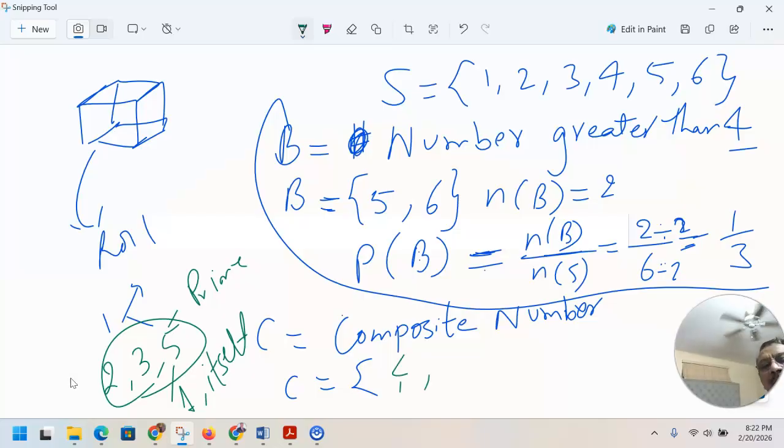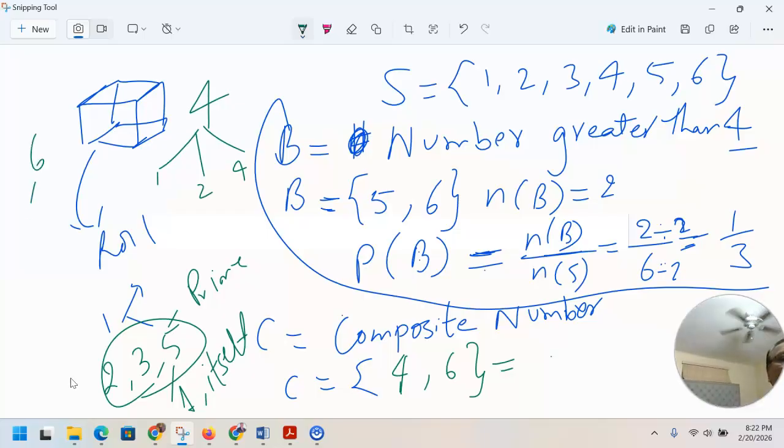Like 4 and 6. Why are 4 and 6 composite numbers? Because 4 has three divisors: 1, 2, and 4. And 6 has four divisors: 1, 2, 3, and 6. So more than 2 divisors, and that's why these are composite numbers.